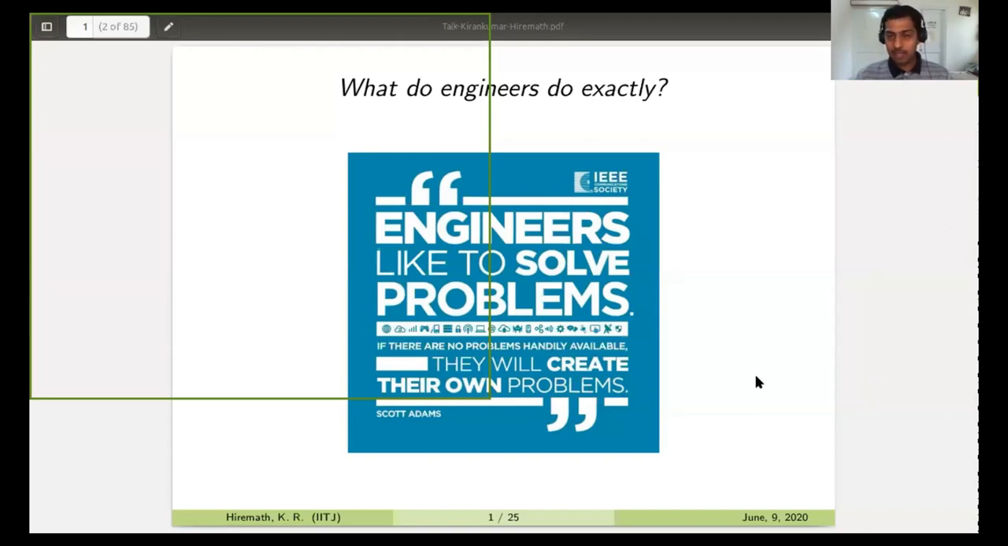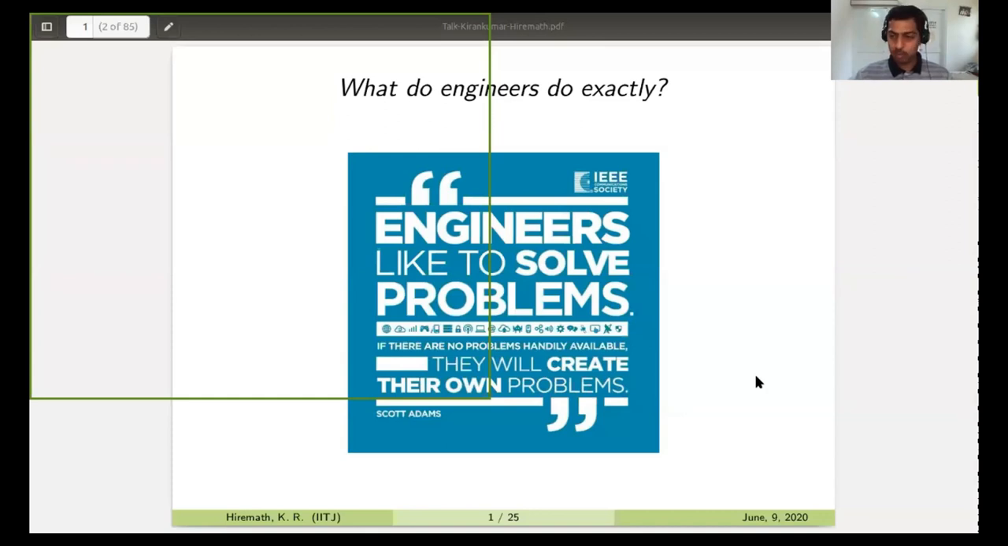But if you ask the question, what do good engineers do exactly, then the answer is different. Good engineers not only solve problem, but they also see that whether their solution is really the best solution, the optimal solution. It should not happen that their solution will create some other problem. So they do the analysis, the stability analysis of their solution.